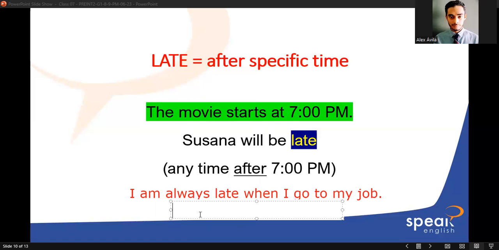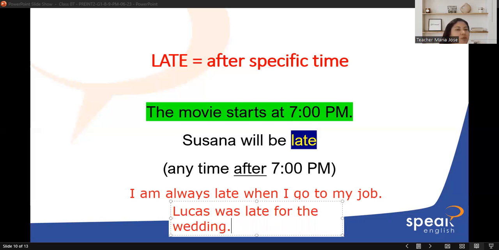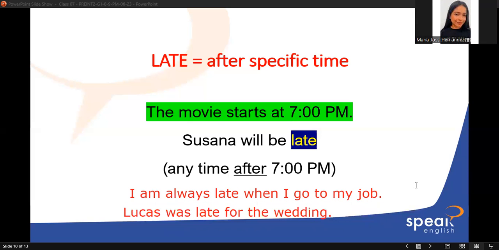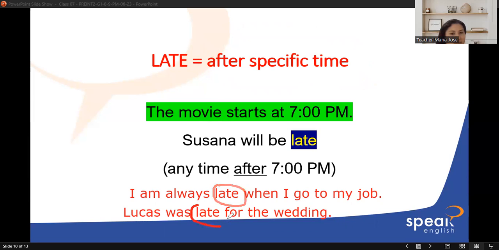All right, I just want to add another example just for you to keep it in mind. Okay, can you read the last example, Maria Jose? Lucas was late for the meeting. Okay, so I just want you to keep in mind. You can talk about the future, the present, or the past. But if you are talking about a person who arrives after one specific time, then you have to use the expression "late," okay? So can you give me a different example, Francisco?